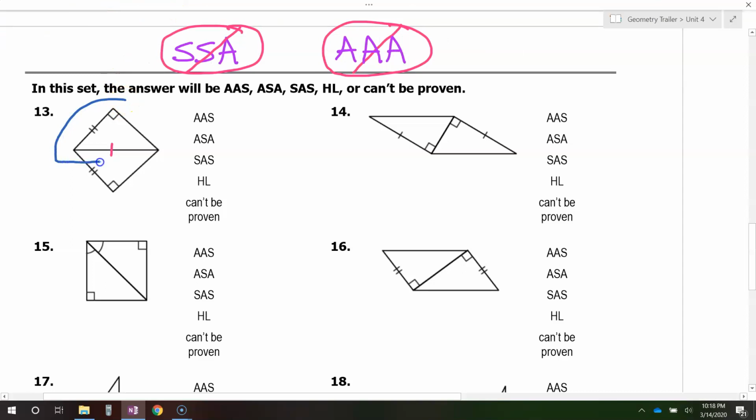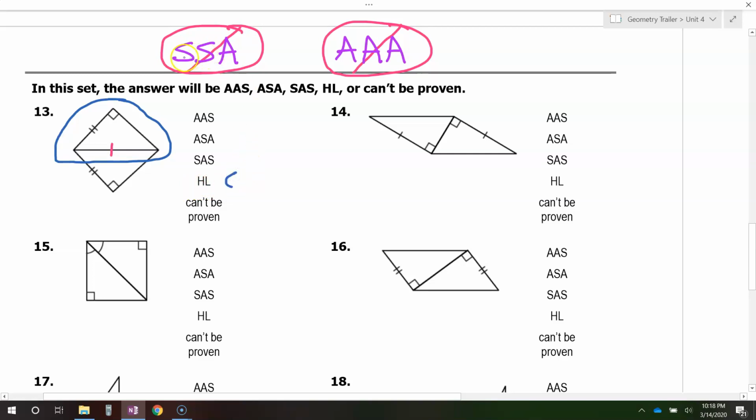So focus on this triangle right now. I have two sides and an angle. Okay? You know what? We haven't really talked about hypotenuse leg in a while. Hypotenuse leg, HL stands for hypotenuse leg. Okay?